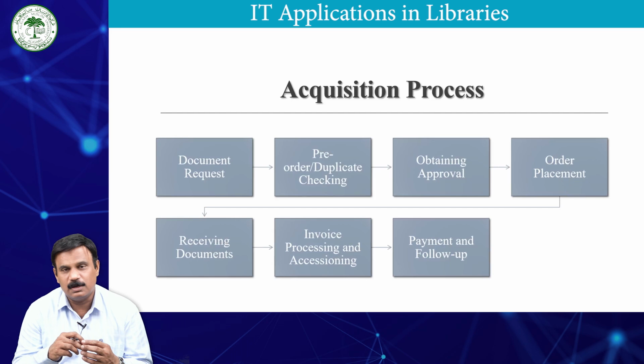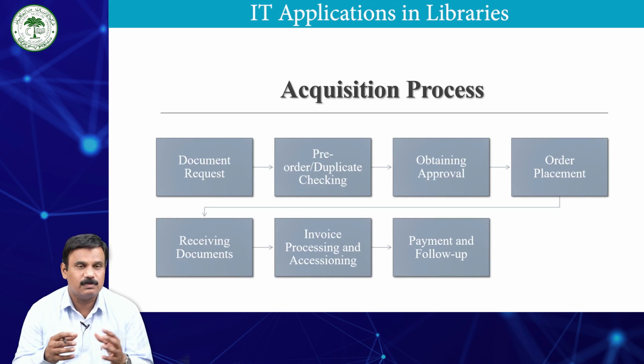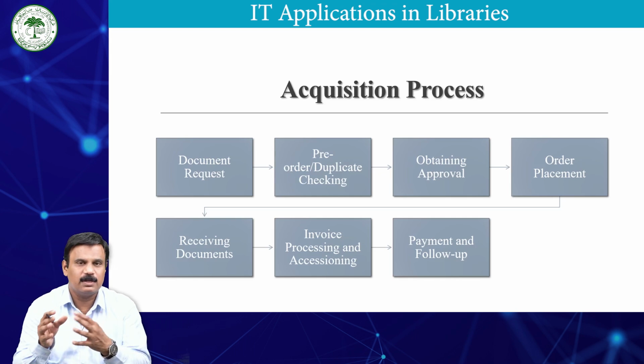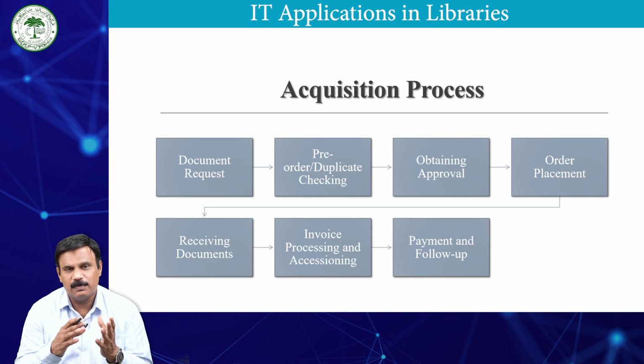And in this acquisition, we can have these various processes. First, we can say a document request. As you said, we will be requesting documents, and we will do pre-order or duplicate checking and obtaining approval. Then we have the order placement, then receiving the documents, then invoice processing and accessioning, then payment and follow-up. So what we discussed earlier, now we are making in the form of a flow chart. So you'll be having a flow of the functions or the process which is going on in the acquisition module.